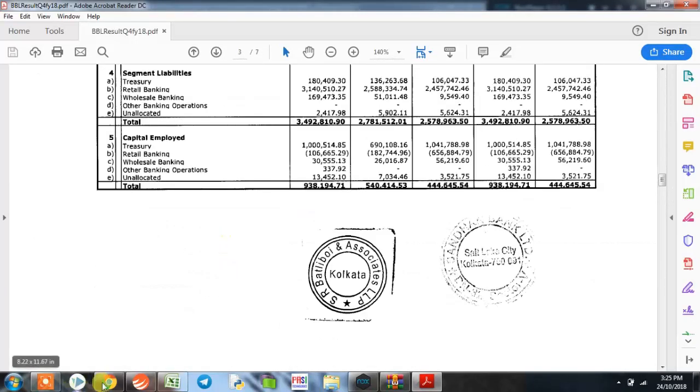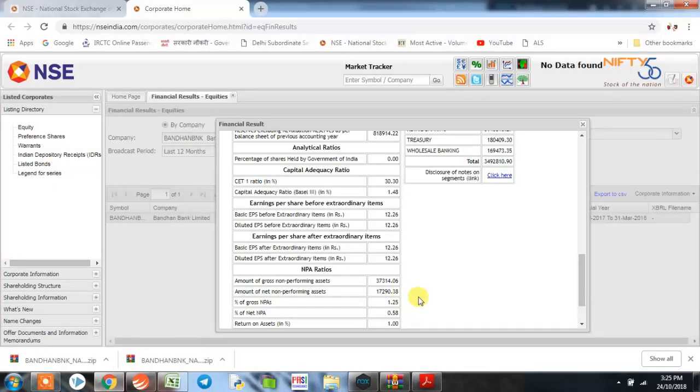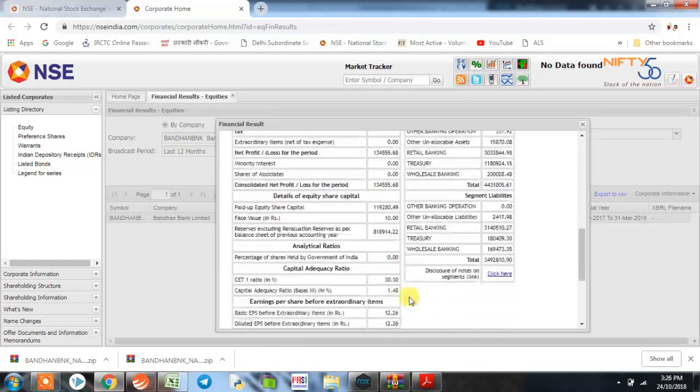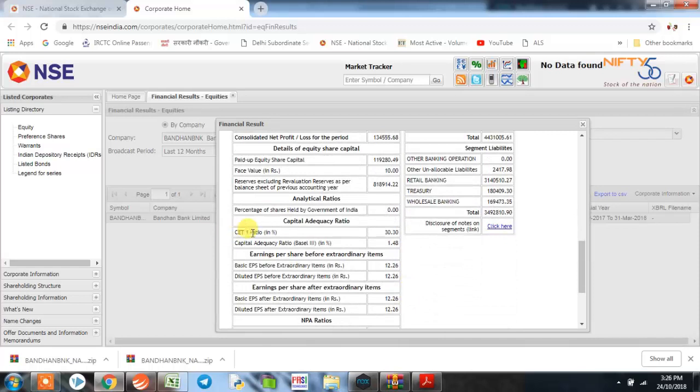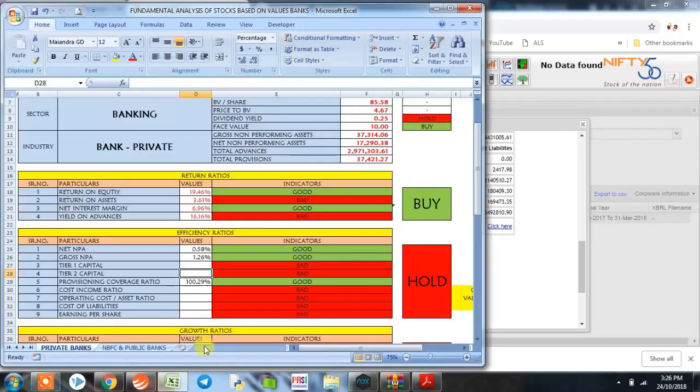So let's go to the NSE India website and check whether it is provided here. Okay, so here it is. CET1 ratio in percentage is 30.3. CET2 is not given, so we'll put 30.3 here and we'll simply put 0 here. Now coming on to provisioning coverage ratio, it is 100.29. It is calculated from these values here.